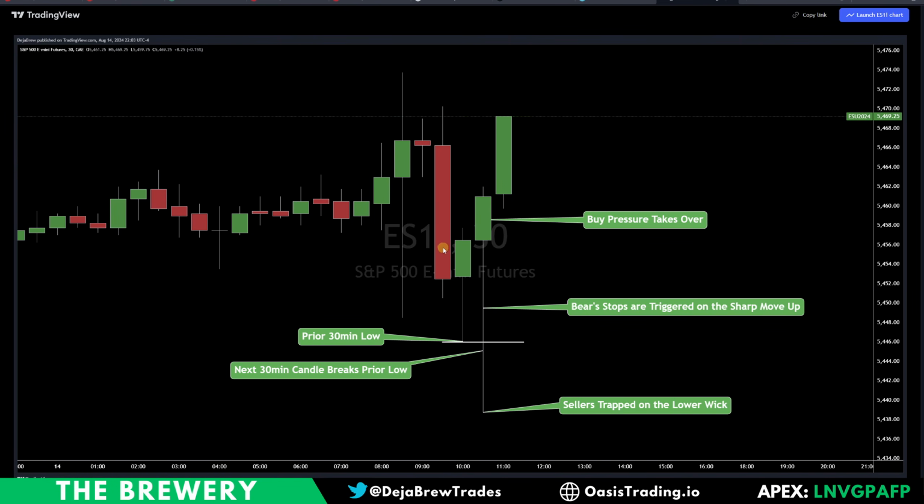And then once again, your targets are whatever you like to target. Prior candles' lows, VWAP, value levels, daily levels, whatever it may be. As long as you are getting at least a 1.5 to 2.0 risk to reward. Okay?